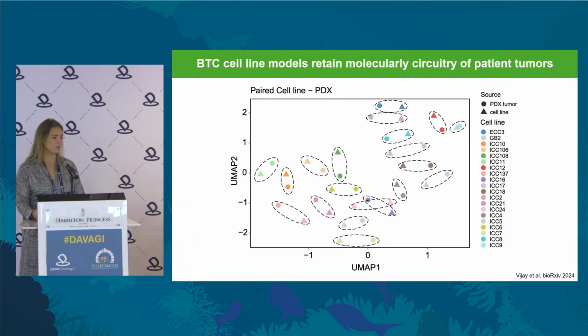So one of the key questions was, how well do these cell line models reflect the biology and molecular circuitry of the patient tumors from which they were derived? So we looked at the transcriptomes of 20 cell lines and their associated patient-derived xenografts. And here you can see that the cell lines, which are the triangles, and the PDX tumors, which are the circles, really cluster closely together, as indicated by these pairs and dotted lines. And in this cohort, 85% of the cell lines had their nearest neighbor as their corresponding PDX. And that really indicates that these cell lines are quite representative of their patient-derived models.